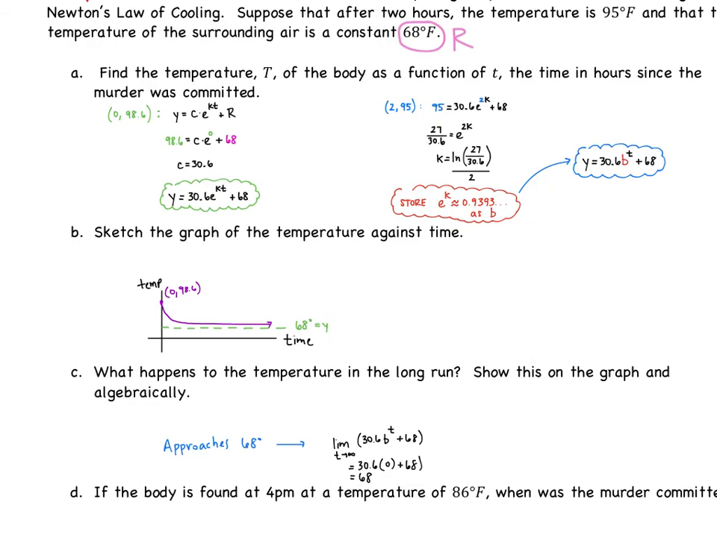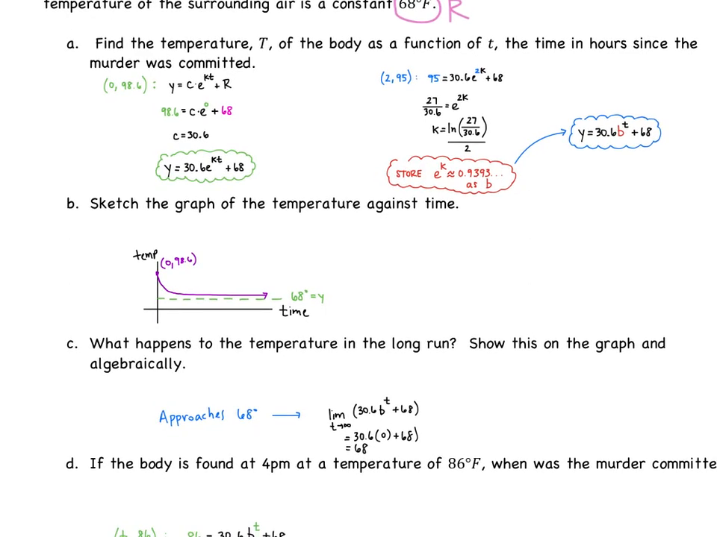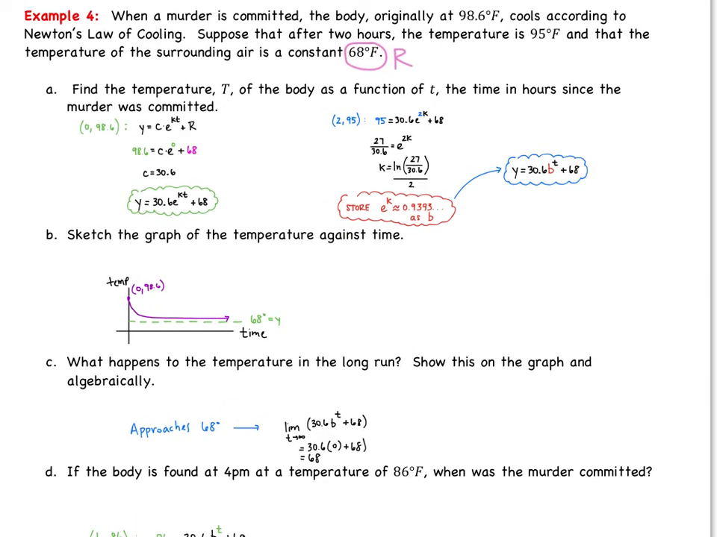Now we're going to do one last step. Let's suppose you're doing a little bit of investigation yourself. If the body is found at 4 p.m. at a temperature of 86 degrees, when was the murder committed? Let's see if you can figure this out on your own using your ordered pair, t, 86, and solving for t. Go ahead, give it a try, come back and check.